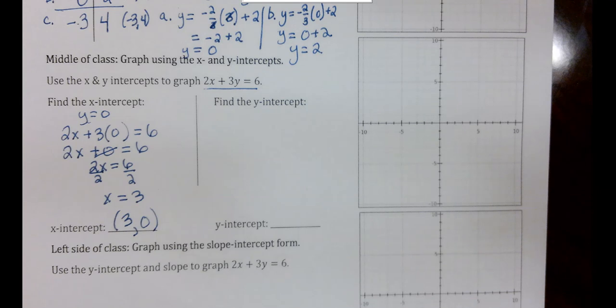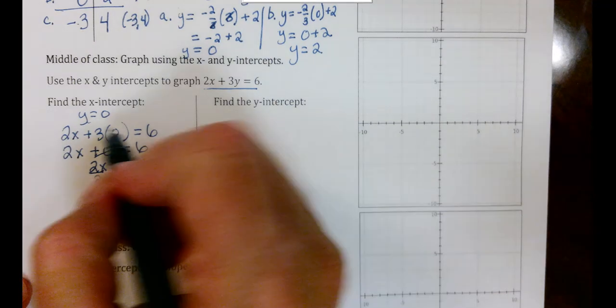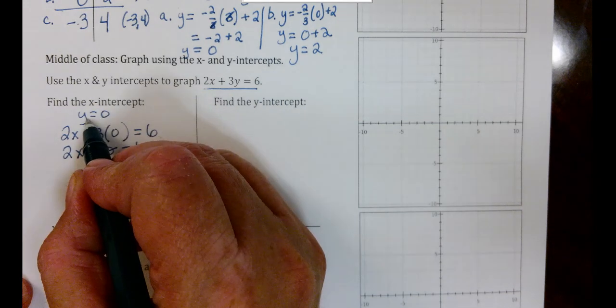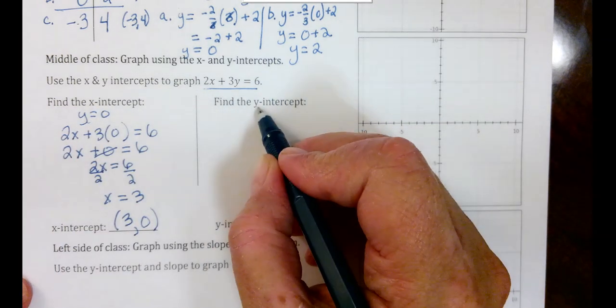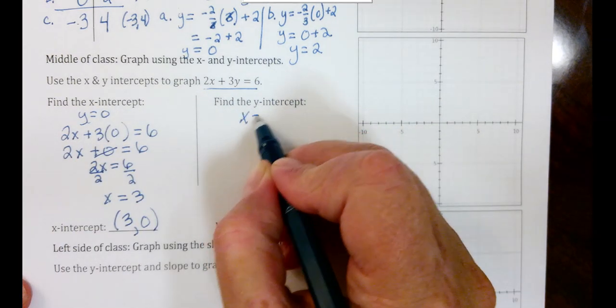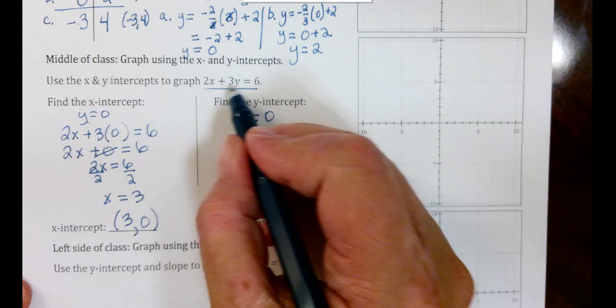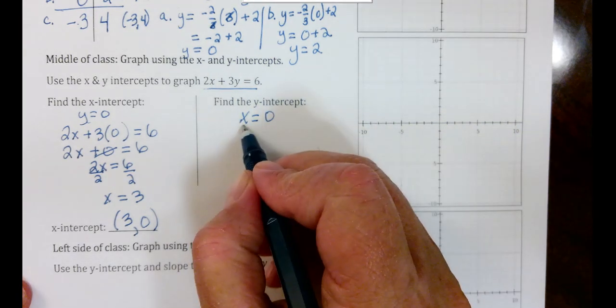To find the y-intercept, we're going to do the exact opposite. So y equals 0 is how you find the x-intercept. X equals 0 is how you find the y-intercept. So again, notice that I'm doing the opposite here. So y-intercept, x equals 0. Using this same equation, we're plugging in 0 for x.